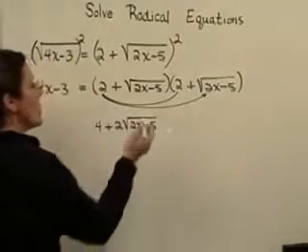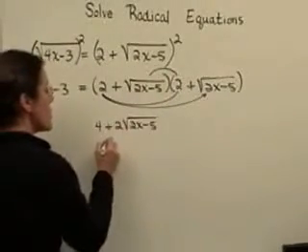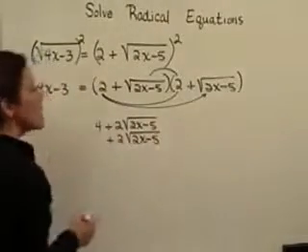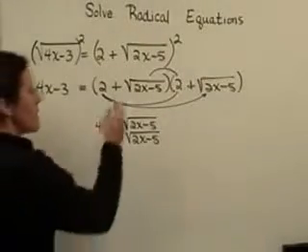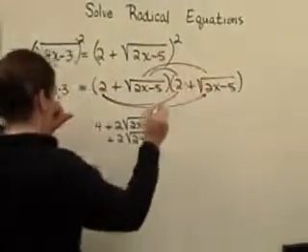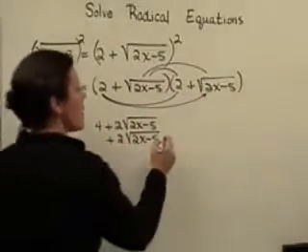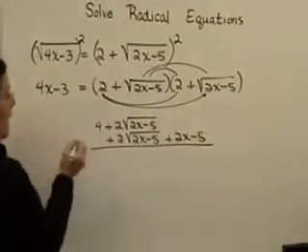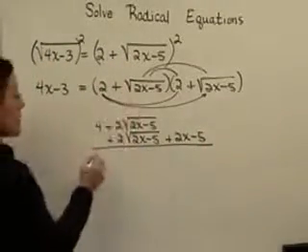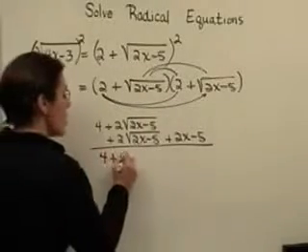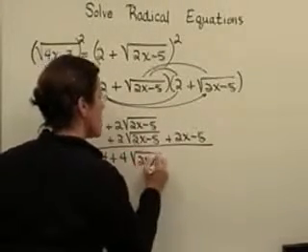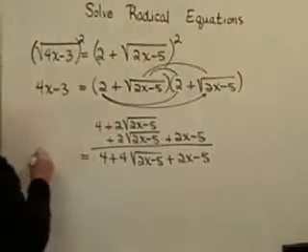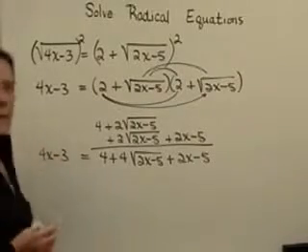This is just a binomial squared, so the inner terms are going to produce the same thing: 2 times the square root of 2x minus 5. Those are like terms, so I'm going to combine them. Finally, my last terms are the square root of 2x minus 5 times the square root of 2x minus 5, which is just 2x minus 5. Now I have to collect things on the right-hand side. Remember, I'm just working the right for right now. So I have 4 plus 4 times the square root of 2x minus 5, plus 2x minus 5, with an equal sign and 4x minus 3 over here.